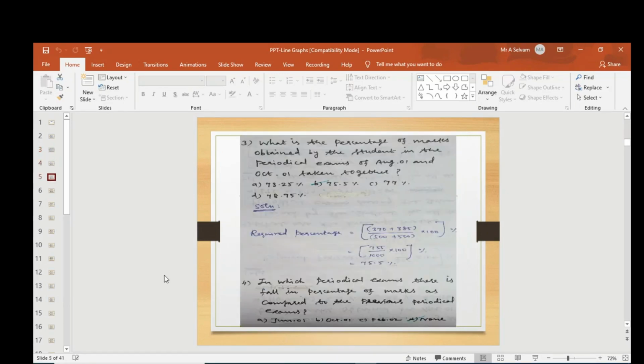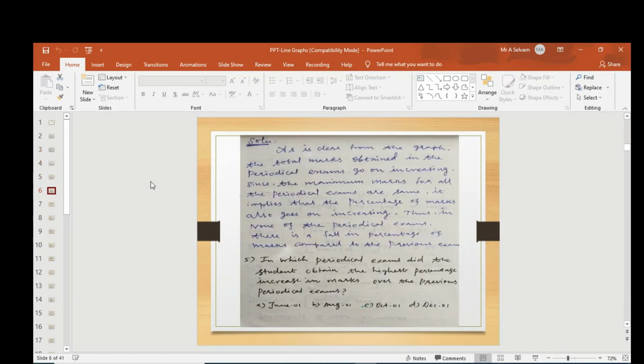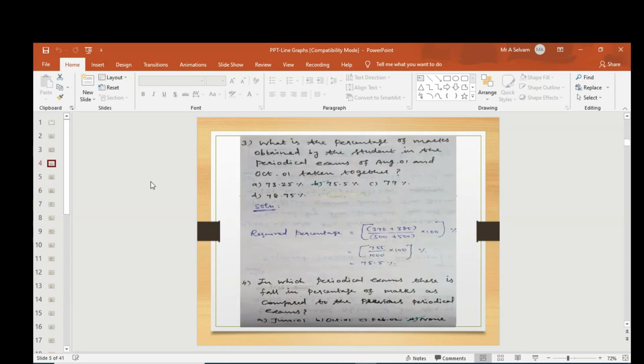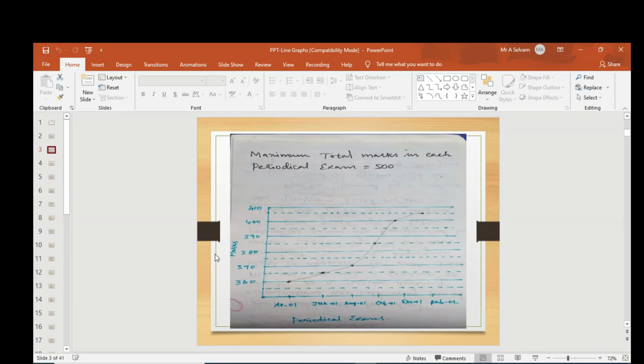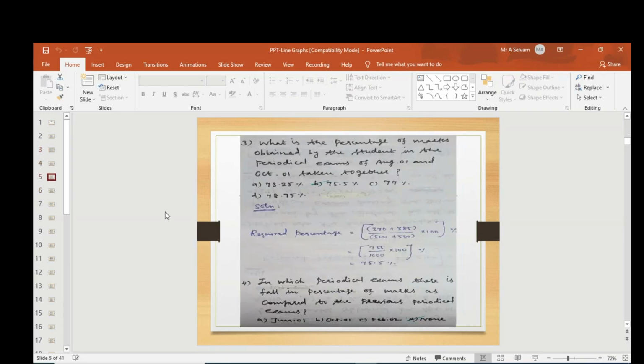So now go for the solution. I will read it simply, so you can understand easily. As is clear from the graph, the total marks obtained in the periodical exams go on increasing. Just now I told you, right? Only in an increasing manner, there is no decreasing at all.